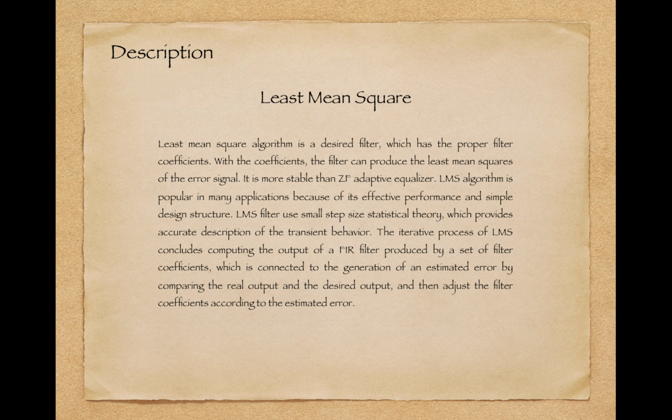The iterative process of LMS includes computing the output of an FIR filter produced by a set of filter coefficients, which is connected to the generation of an estimate error by comparing the real output and the desired output, and then adjusting the filter coefficients according to the estimated error.